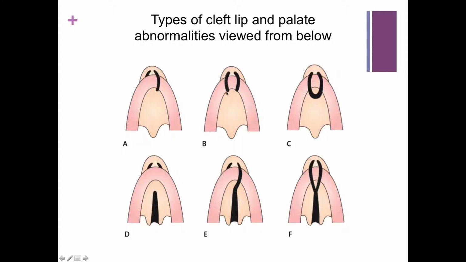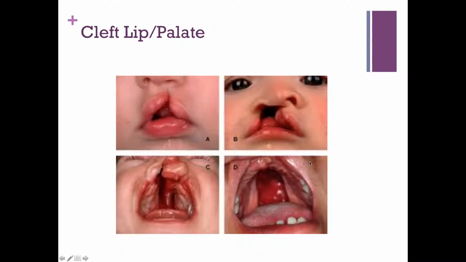In B, we see a bilateral cleft lip. So there's improper fusing here. Then in C, we start to see bilateral cleft lip and then a cleft palate. In D, we have a cleft palate, but normal lip tissue development. In E, there is a cleft palate and unilateral cleft lip, and then in F, we have cleft palate and bilateral cleft lip. And we'll see what these look like in patients.